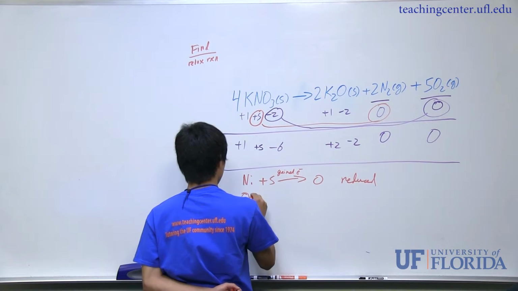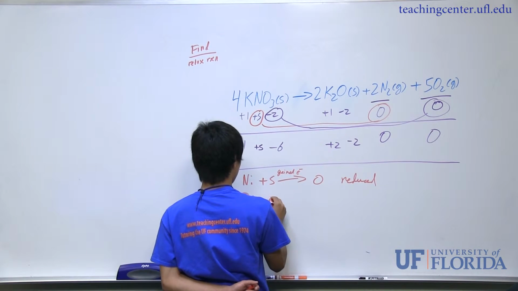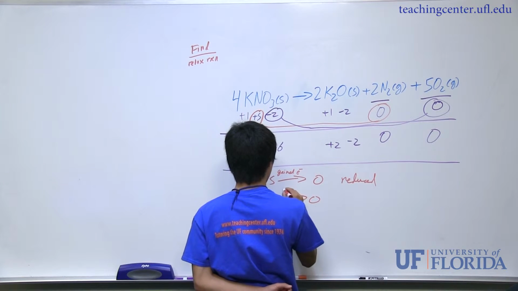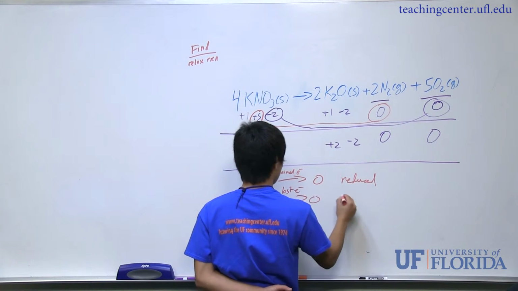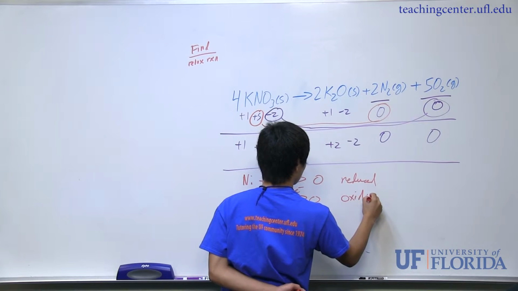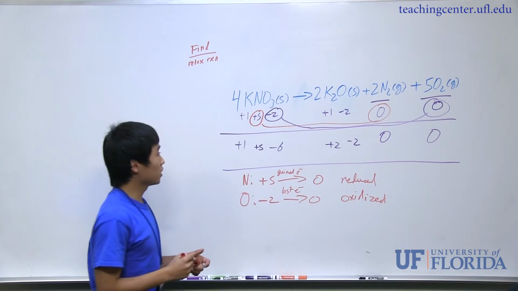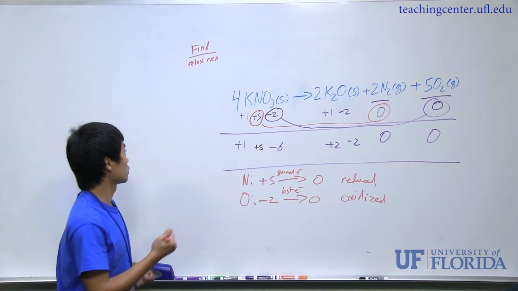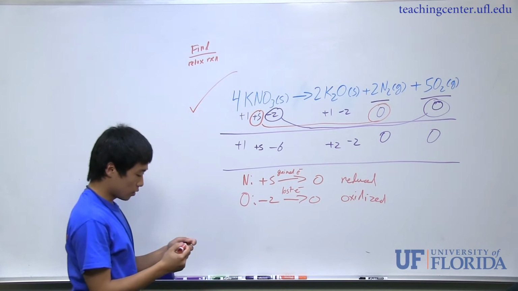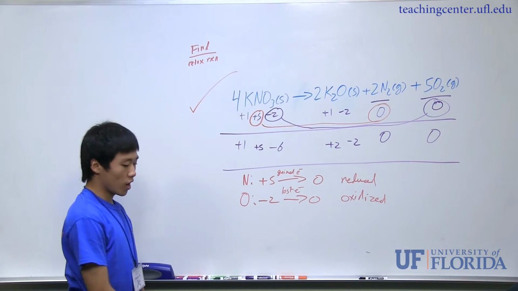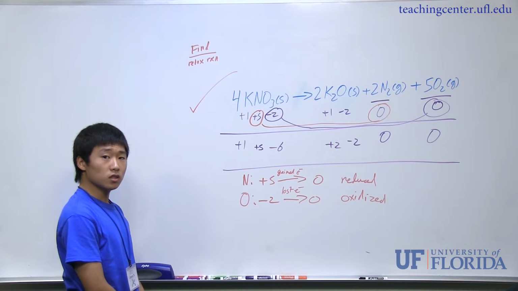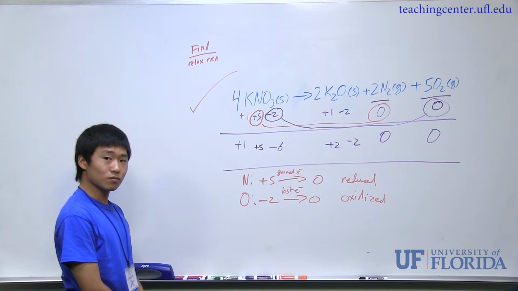And then for my oxygen, it went from a -2 to 0. So it lost electrons. So it was oxidized. So this is a redox reaction. So we can solve it and confirm this is a redox reaction. So let's do the last reaction together, guys, and see if it's a redox or not.